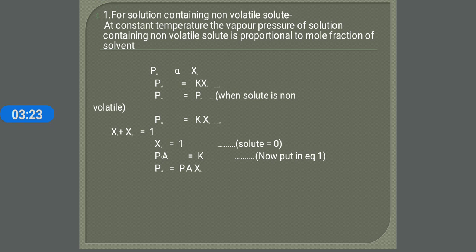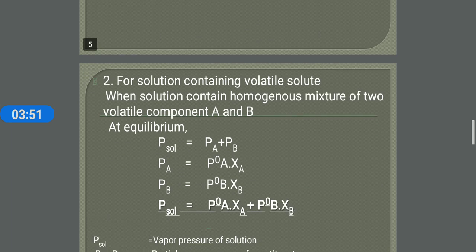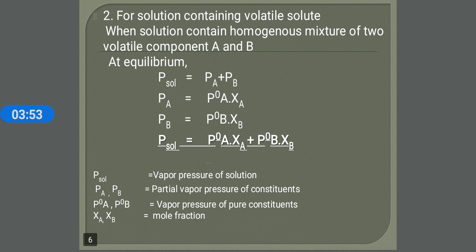Therefore we get vapor pressure of solution is equal to K into XA. For binary solutions XA plus XB gives 1. As XB is 0 we get XA equal to 1. And P naught A, the vapor pressure of the pure solvent, is equal to K. If we put this value in equation 1 we get vapor pressure of solution is equal to vapor pressure of the pure constituent into its mole fraction. This was for a solution containing a non-volatile solute.